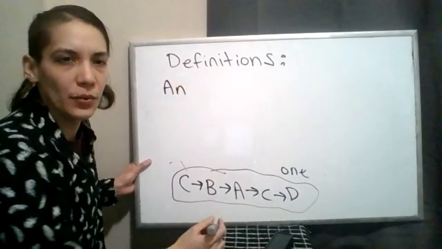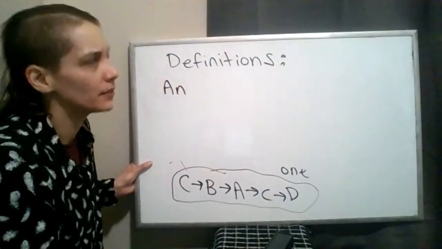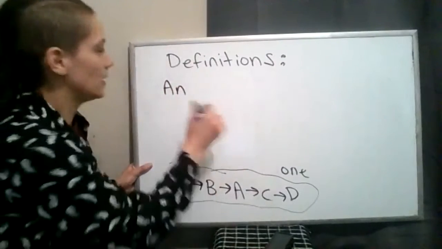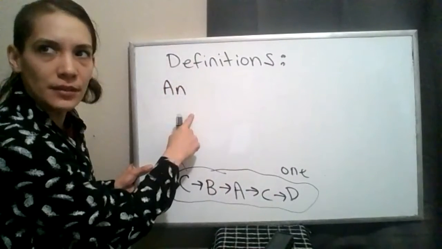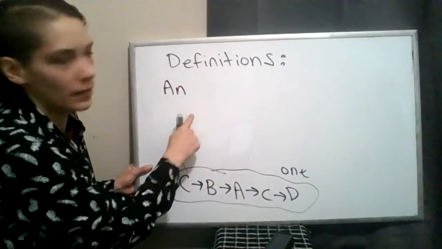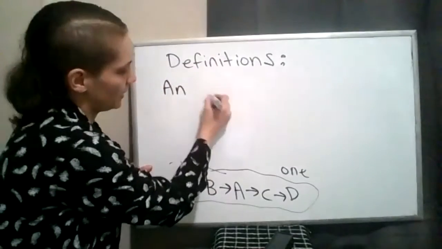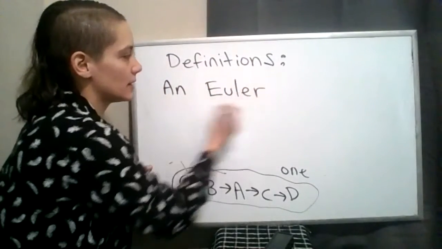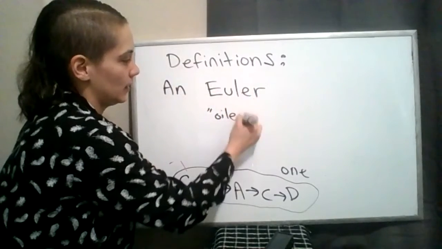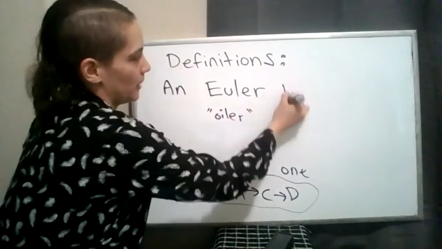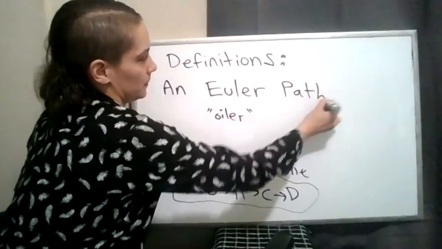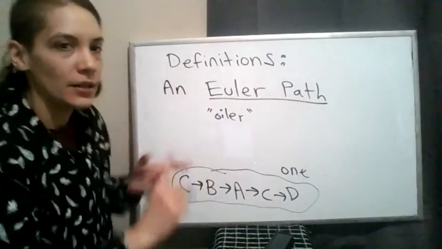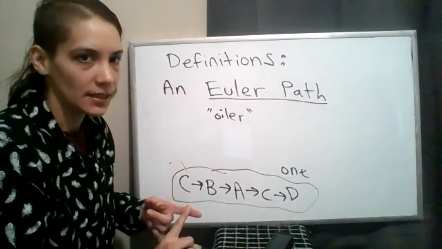Maybe I've talked about this before. Depends on what we covered earlier. Forget all the stuff we talk about. Euler. I think we drew Euler diagrams. Anyway, an Euler path. It spells E-U-L-E-R. Is a path. And it uses every edge once.